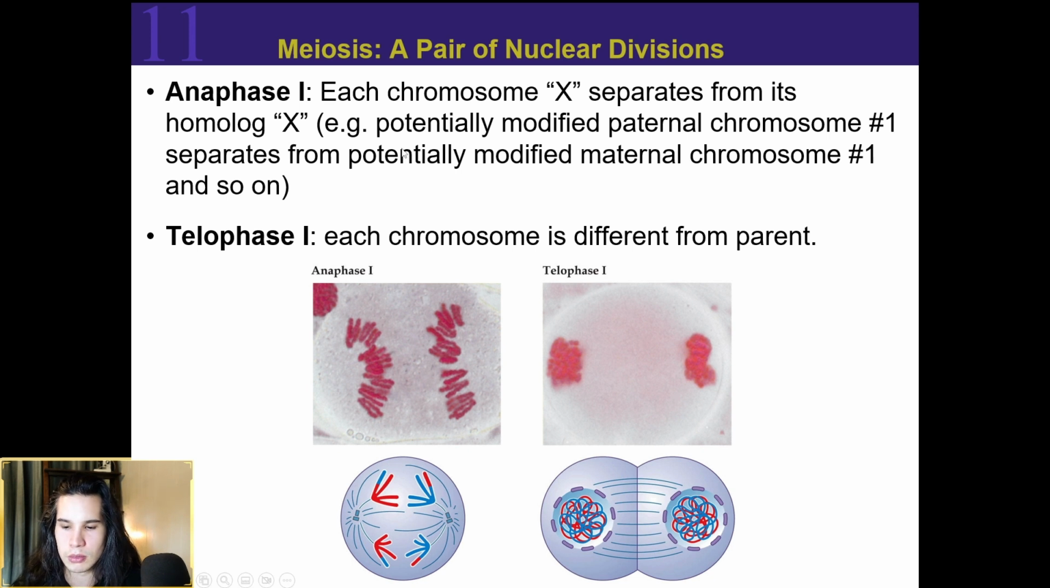So each chromosome is going to separate from their homologue. The homologous pairs are what are going to be separating. You could say the tetrads are going to be separating. So the potentially modified paternal chromosome number 1 will separate from the potentially modified maternal chromosome number 1, and so on for every chromosome number. So after anaphase, you will undergo telophase, and so during telophase, each chromosome is technically going to be different, or most of the chromosomes are going to be different from their parent chromosomes.